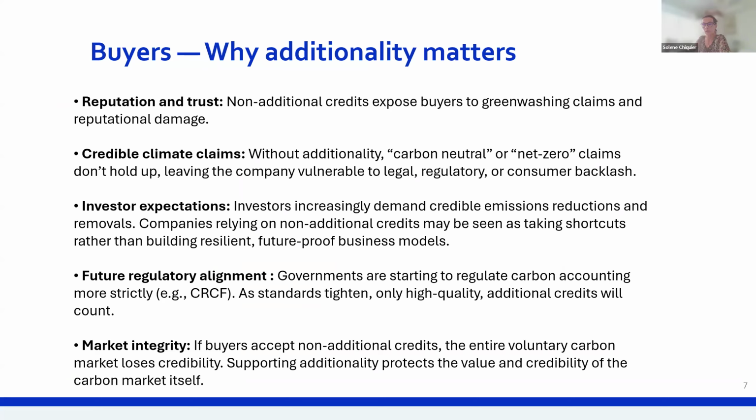Things like carbon neutral or net zero statements will not stand up, and that can lead to legal, regulatory, or even consumer backlash. Third, we need to think about our investors. We do think that investors want companies to show real and credible action, and non-additional credits can look like shortcuts rather than long-term solutions.